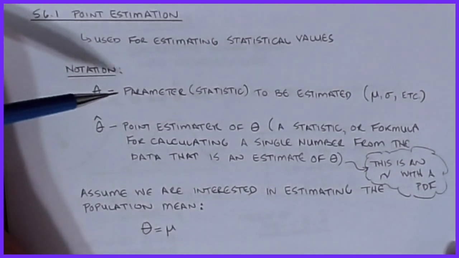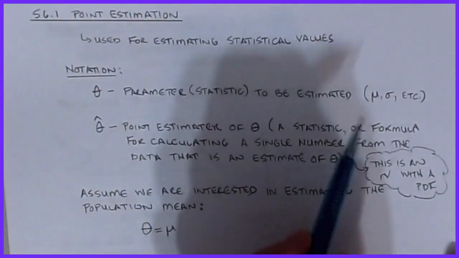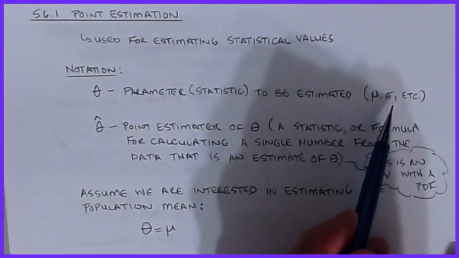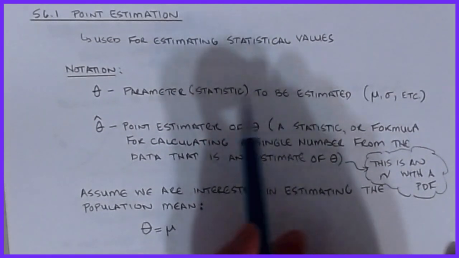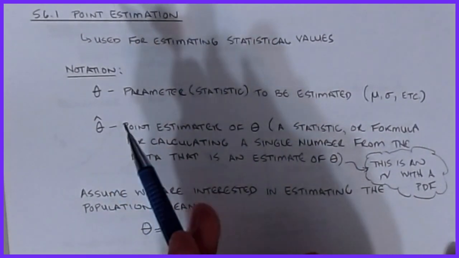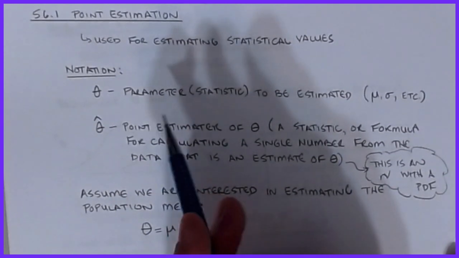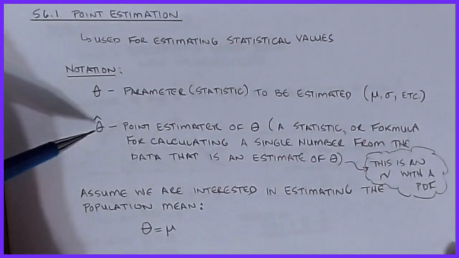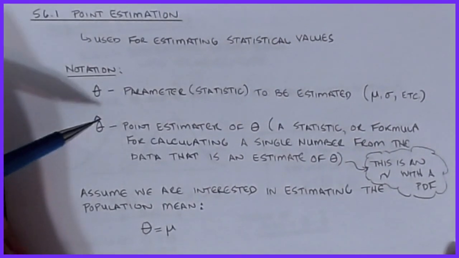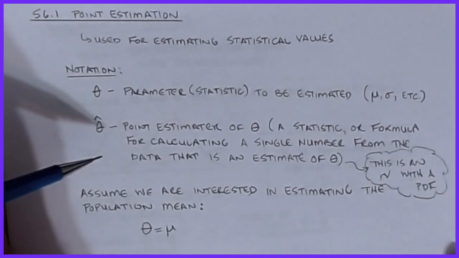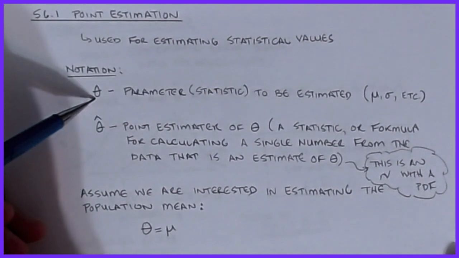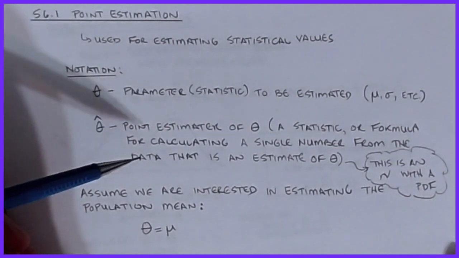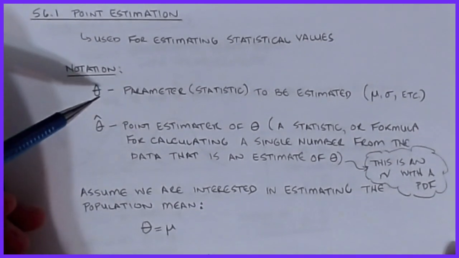Generally, this is some population value. Most often, it's the population mean or the population standard deviation. It could be anything that could be a statistic. We're going to indicate a theta with a hat on it, this little triangular pointy thing over the top, as being the point estimator for that value that we're after. It's a statistic or formula for calculating a single number from the data that is an estimate of theta.